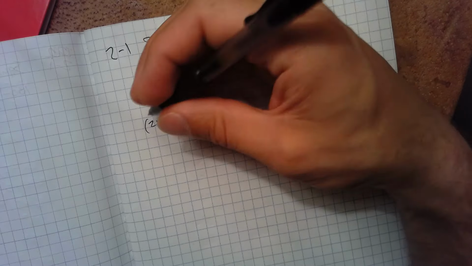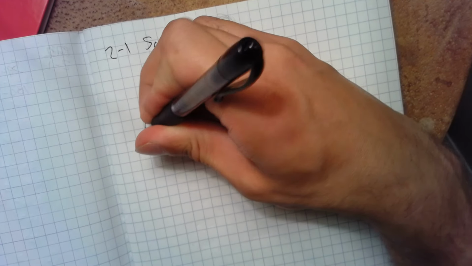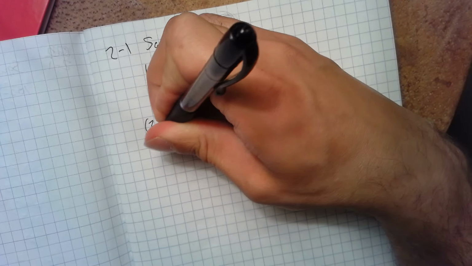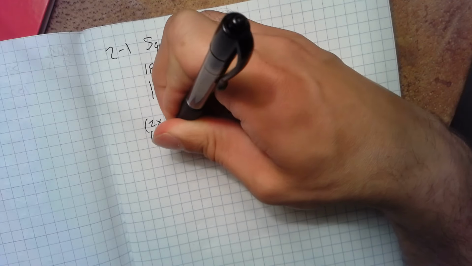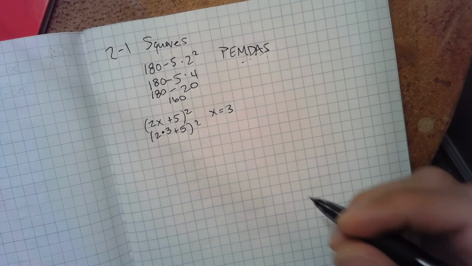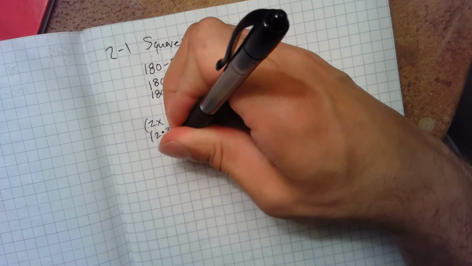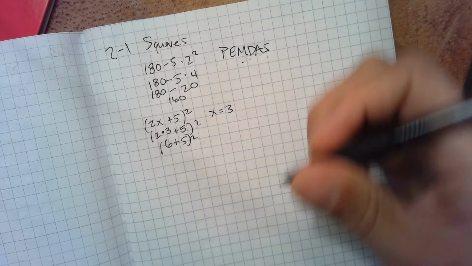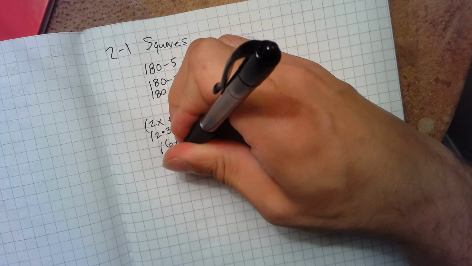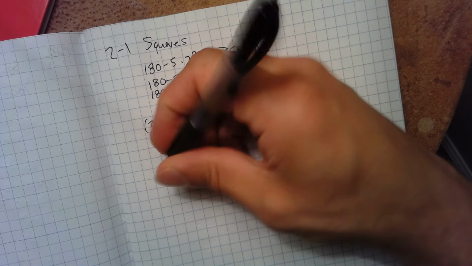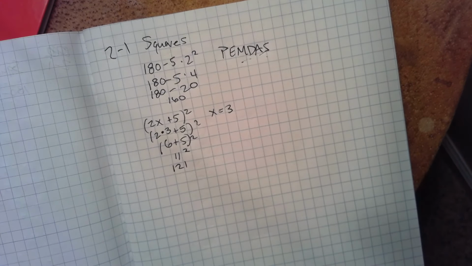All right, so now we have 2 times 3 plus 5, and that's all squared. So 2 times 3 is 6 plus 5 squared. And 6 plus 5 is 11, so 11 squared. 11 squared is 121. These aren't that bad, just have to be systematic.